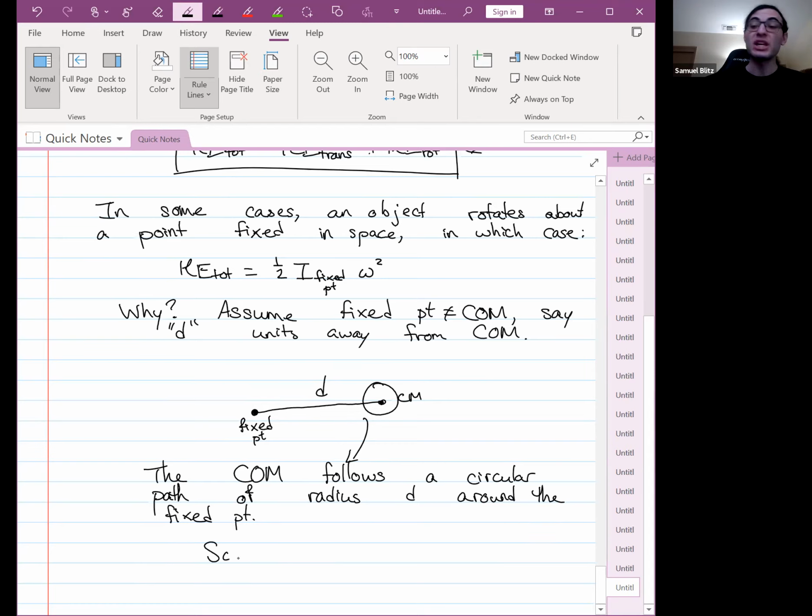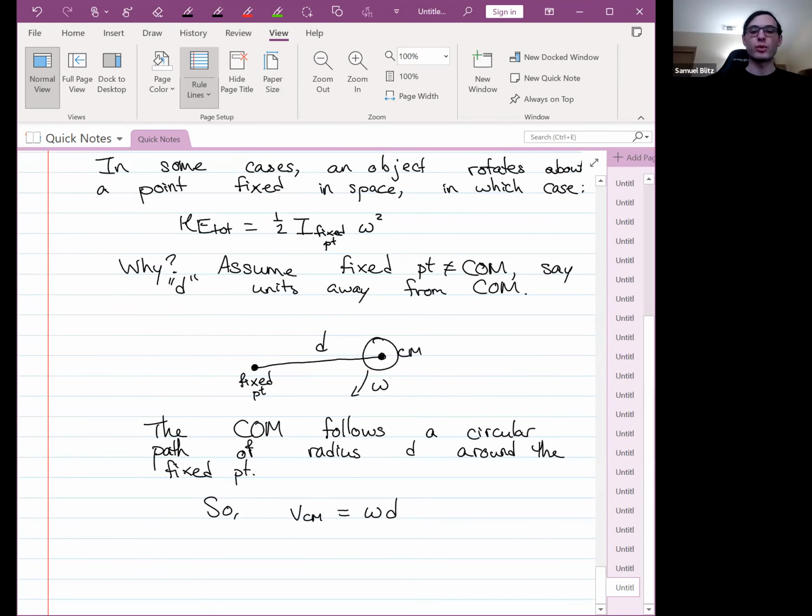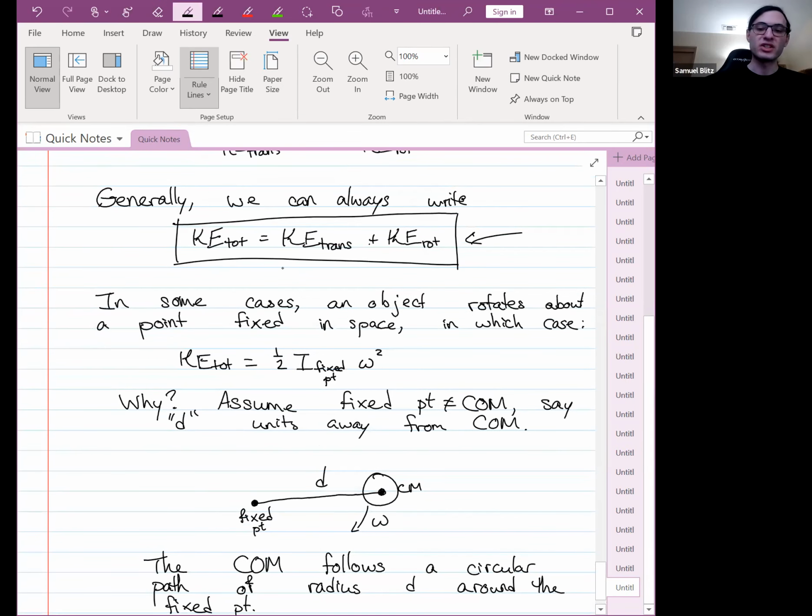So the speed of the center of mass, well, we know how to find that. The speed of the center of mass would just be the translational speed associated with the rotation. It would just be the angular speed, omega, times the distance d. Let's say that this is omega. It's omega times d, the radius times the angular velocity. And so we can find the total kinetic energy, and then we'll be able to rewrite it in terms of this formula. So that's what we're going to do.